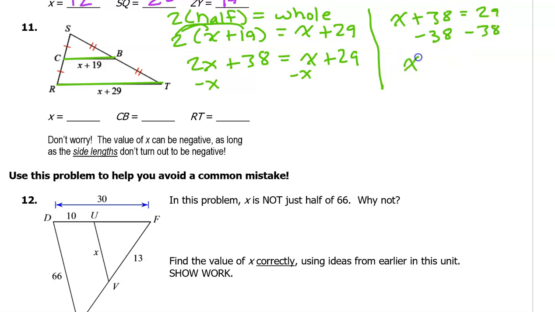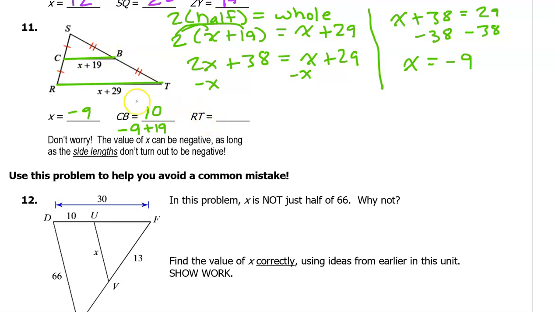And that's going to give us x is equal to negative 9. So x is equal to negative 9. Don't worry, x is allowed to be negative as long as the side length doesn't turn out to be negative. For example, we are asked to find the length of side CB. But CB is x plus 19. So that would be negative 9 plus 19, which would be 10. So we do get a positive value for the length of CB.